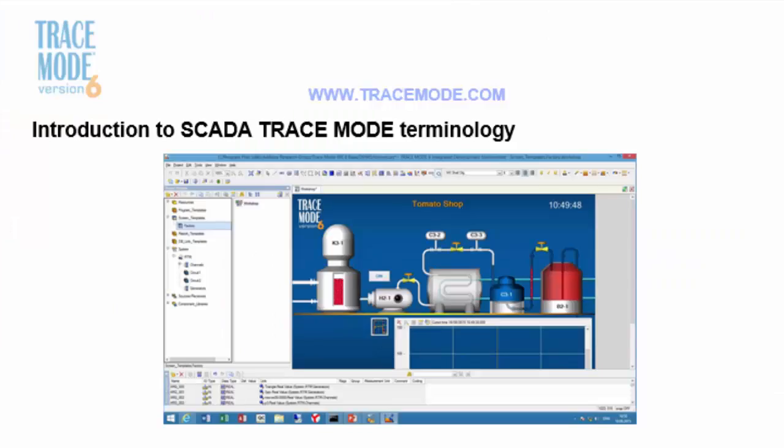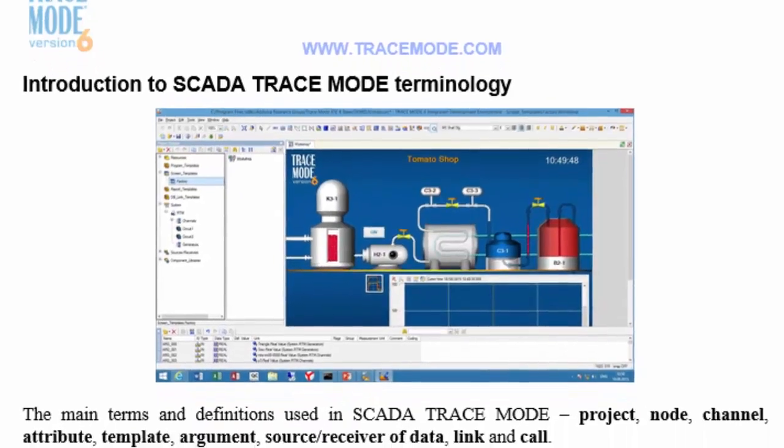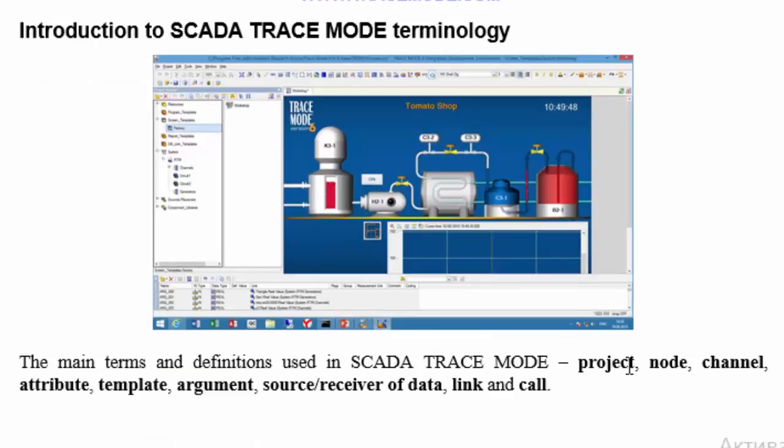Hi, in this video we explain the basic terms and definitions used in SCADA TRACE MODE: project, node, channel, attribute, template, argument, sources and receivers of data, link, and call.